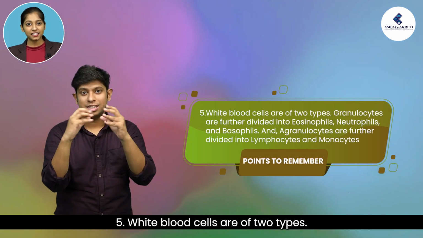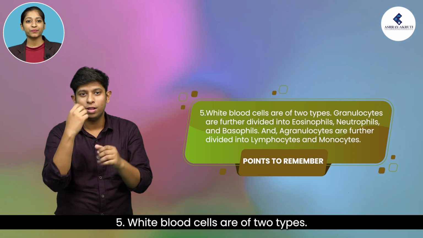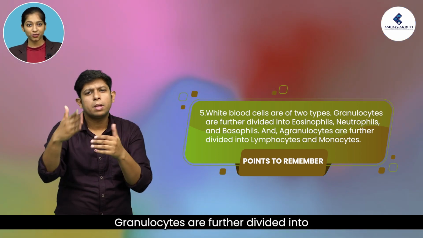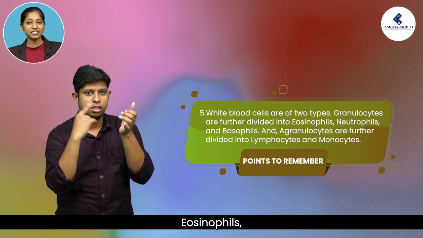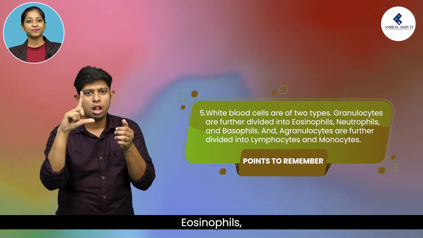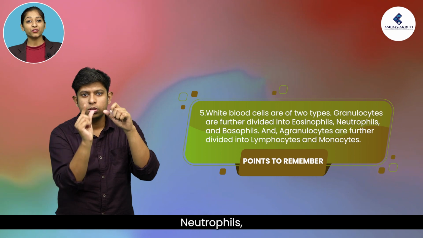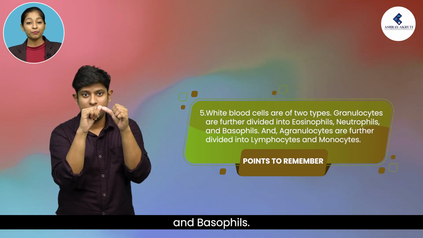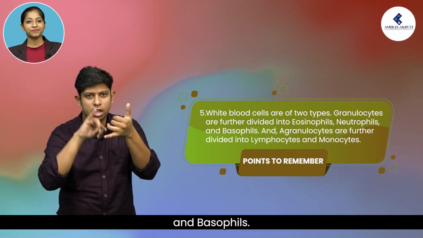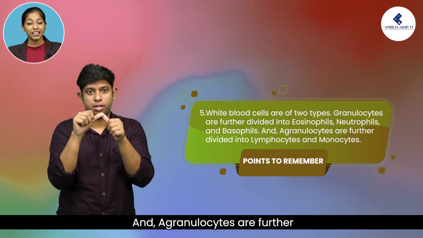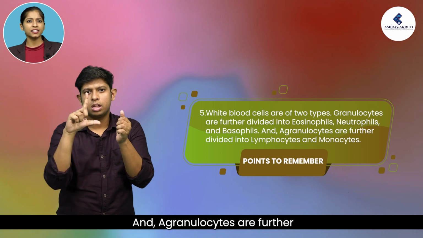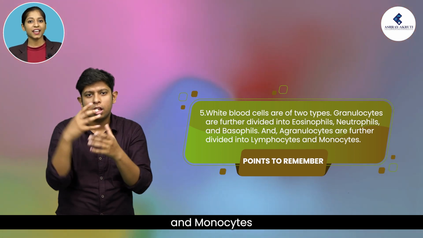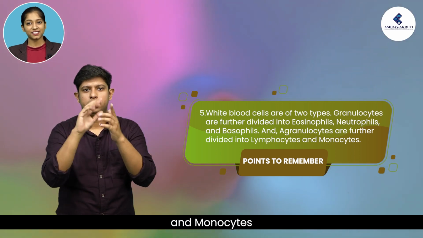White blood cells are of two types. Granulocytes are further divided into eosinophils, neutrophils, and basophils, and agranulocytes are further divided into lymphocytes and monocytes.